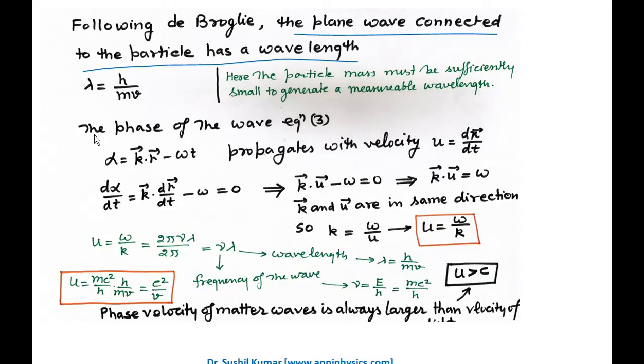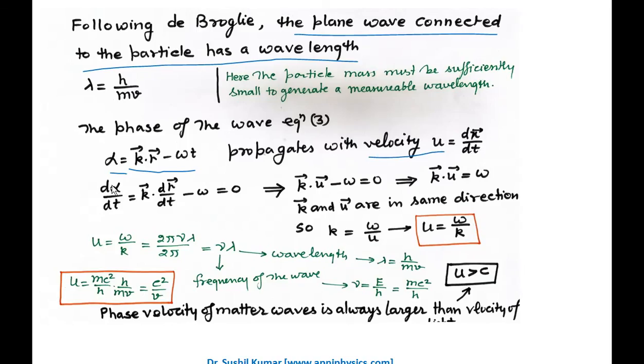In the plane wave, k dot r minus omega t is the phase, which is represented by alpha, and it remains constant, right? So the plane wave basically propagates through the medium with velocity u, defined by dr upon dt. So alpha is the phase of the plane wave and the velocity of the wave is denoted by u.